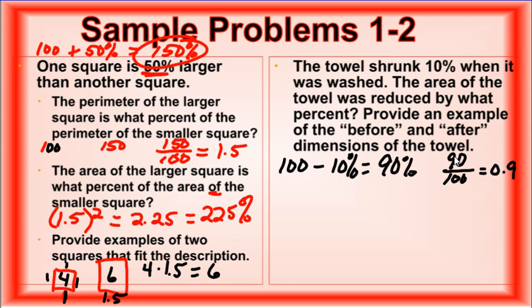And then since we are dealing with area, the area of the towel was reduced by what percent? I take my scale factor, 0.9, and since we're dealing with area, we need to square it, which will give us 0.81. And then that 0.81, we would say that number represents the area, so we would say that the area of the reduced towel is 81% of the area of the original. So the original was 100.